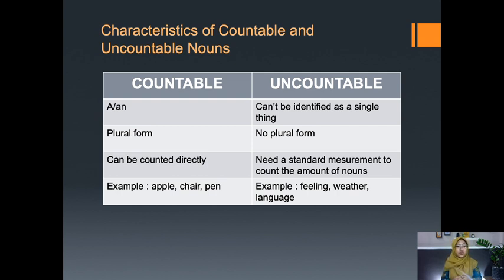Okay, lastly I'll give you examples of countable: apple, chair, and pan. And for uncountable, I'll give you examples like feeling, furnace, or maybe weather. Maybe you can say weather, whether it is sunny. We can say that this is uncountable because weather is something that we can't count directly. And the language, can you say 1 Indonesian language or 2 Indonesian languages? No, because language is uncountable.